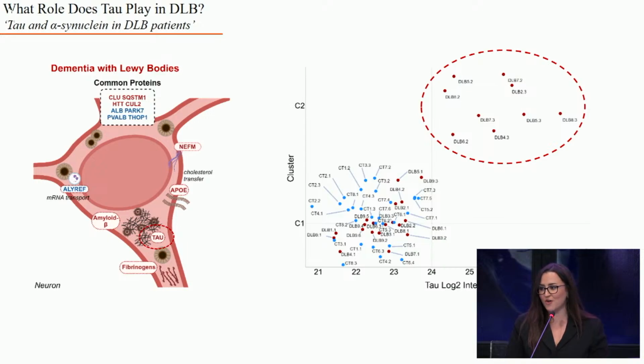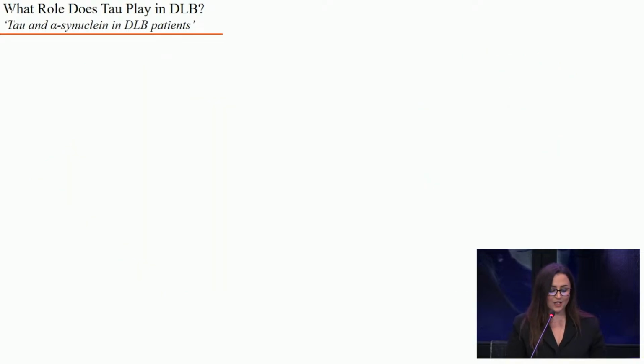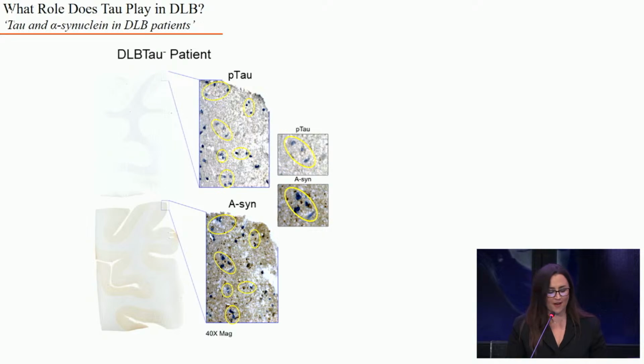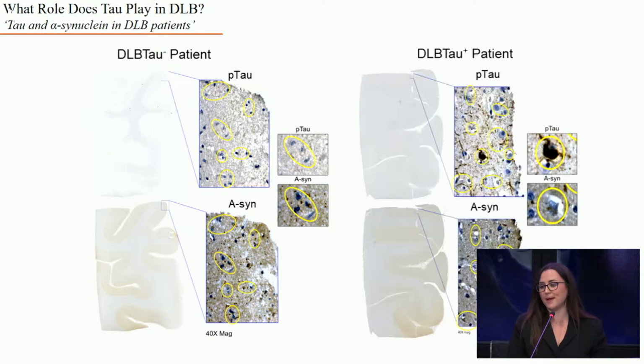Based on this, I stratified my DLB patients into DLB tau positive and DLB tau negative. And looking at the tissue, it confirmed these findings. In a patient deemed DLB tau negative, we found that tau did not show any aggregates. However, in a patient termed DLB tau positive, I found aggregates of both tau and alpha-synuclein.